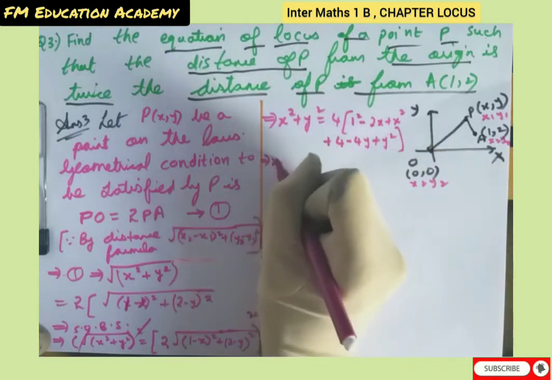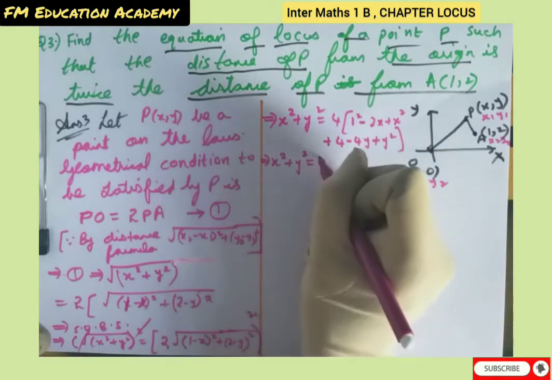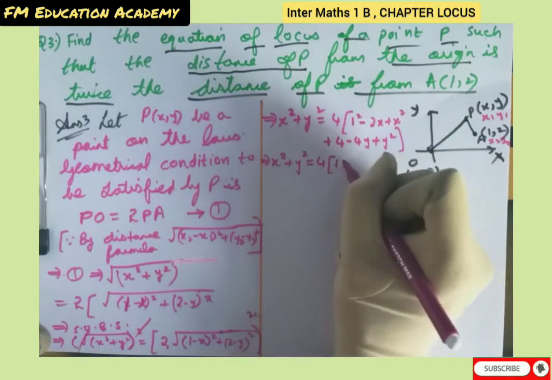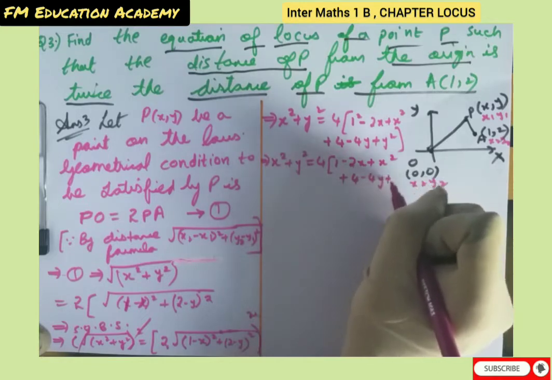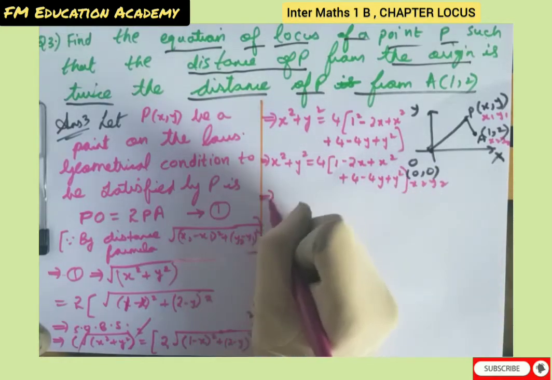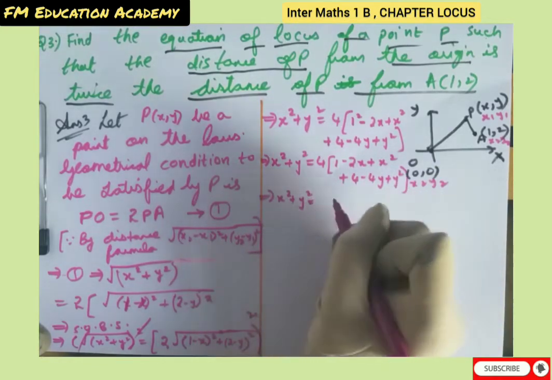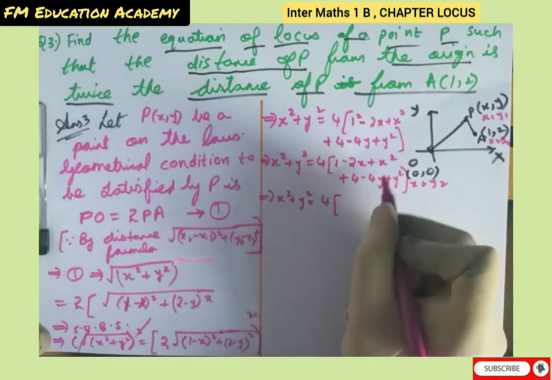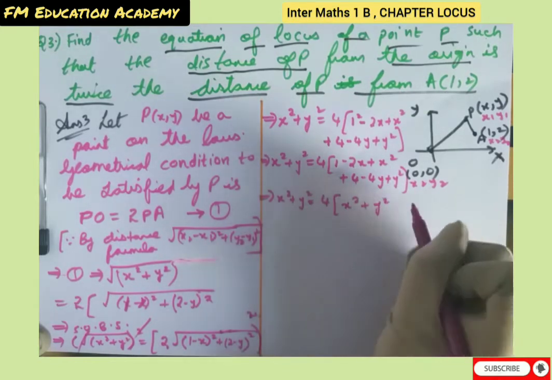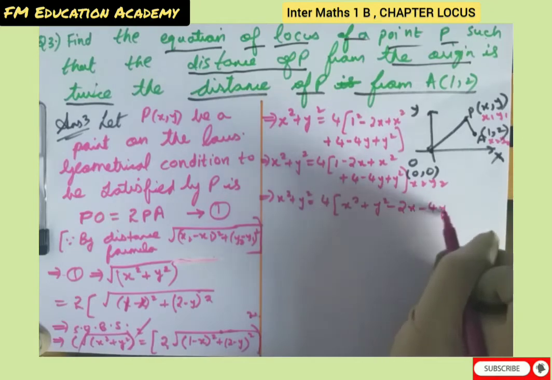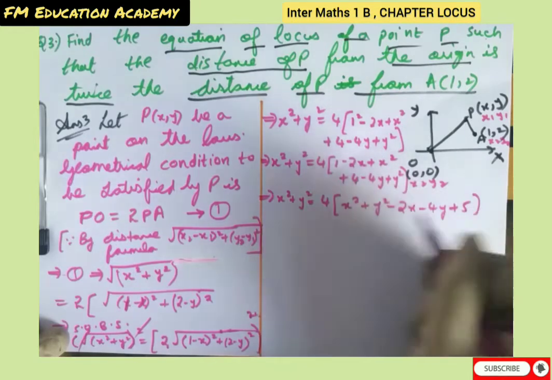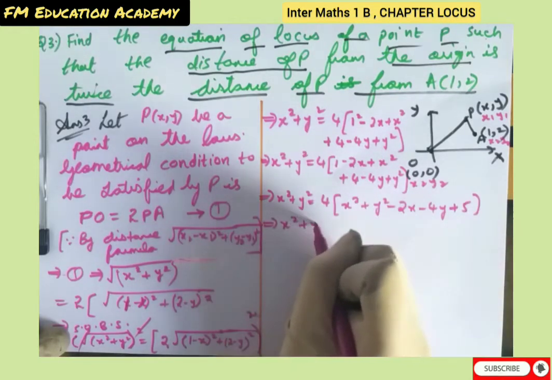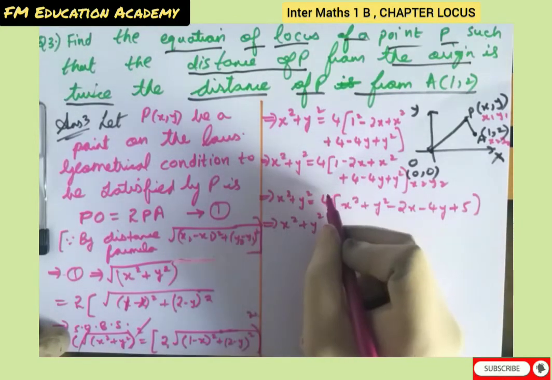So x square plus y square is equal to 4 into, 1 square is 1, minus 2x plus x square plus 4 minus 4y plus y square. Now x square plus y square is equal to 4 into, we'll add the numbers: x square plus y square minus 2x minus 4y, and 4 plus 1, which is 5. So x square plus y square is equal to, now we'll open this 4. 4 belongs to all the terms.